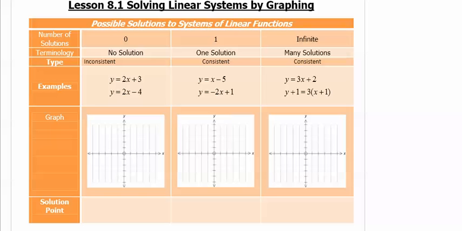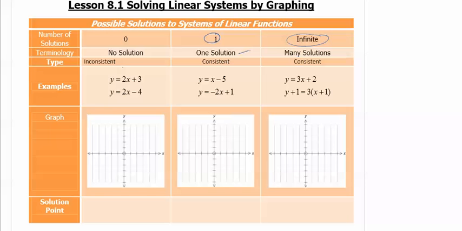Okay, so first of all, we have three types of solutions that we could possibly have. We could have zero solutions, which we call no solution. We could have one solution, which we call one solution. Or we could have infinite solutions, which means we could have infinitely many solutions because the points on a line are infinitely many, okay?